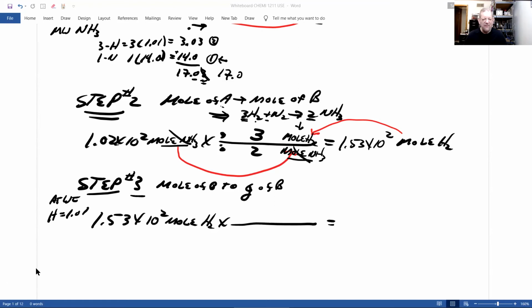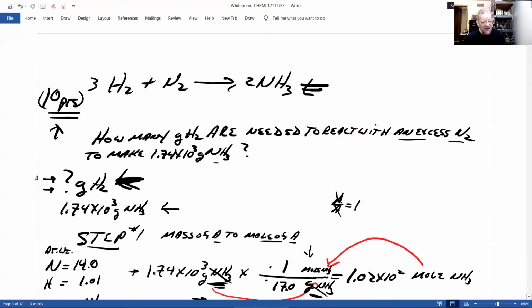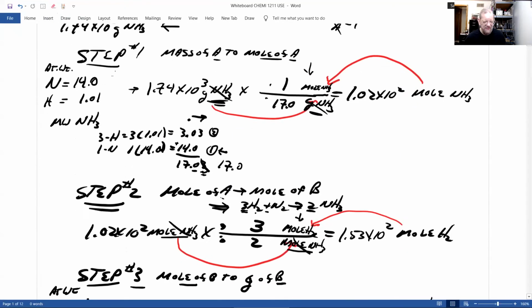All right, I think everybody's done, so let's get to work. We're trying to go from moles of B, in this case, B is hydrogen, to grams of B, again, hydrogen. So I put grams of hydrogen. Why? Because if we look way up here, let me clean this up. This is what we're trying to eventually get to.